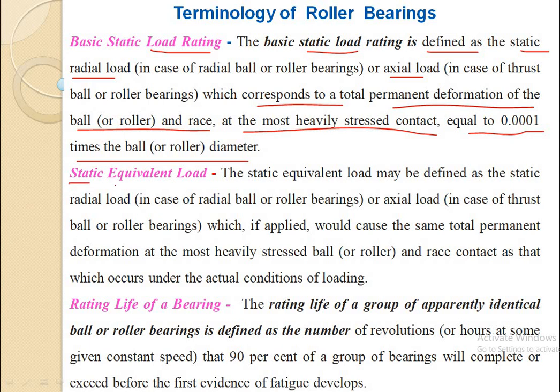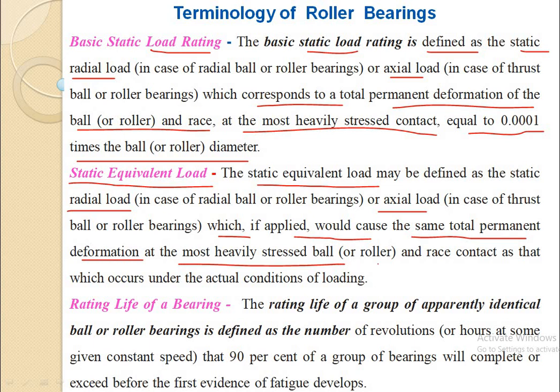सेकेंड इज द स्टैटिक इक्विवेलेंट लोड. In above definition, we have seen what is meant by the basic static load. Now understand what is meant by the static equivalent load. The static equivalent load is defined as the static radial load or axial load, which if applied would cause the same total permanent deformation at the most heavily stressed ball or roller and race contact as that which occurs under the actual conditions of loading.